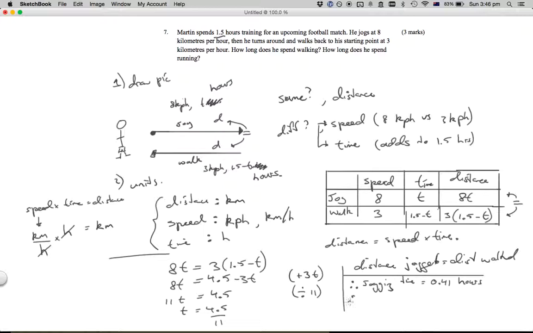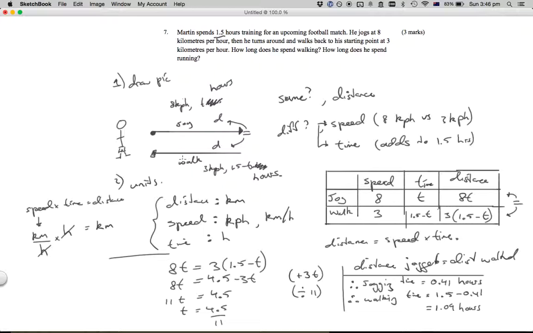And therefore, walking time equals 1.5 minus 0.41, because we've got this time here, 1.5 minus t. T is 0.41. So the walking time is 1.5 minus t, which is 1.5 minus 0.41 equals 1.09 hours. So that was how we did that problem.